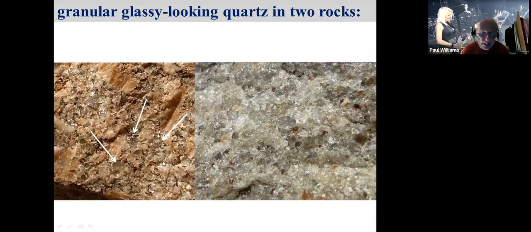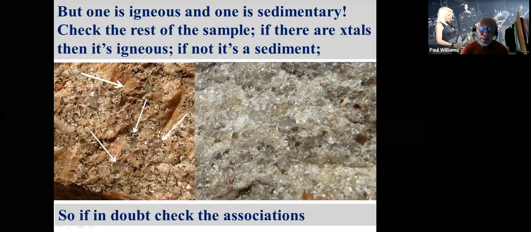And there isn't any stuff looking like this that's got good crystal shape. So it's all quartz. And here we've got more granular quartz. Look, there's nice granular quartz there and there and there. So granular, glassy looking quartz in two rocks, but this one is an igneous rock and this one is sedimentary. So how do we tell which is which? Well, again, it's checking the rest of the sample.